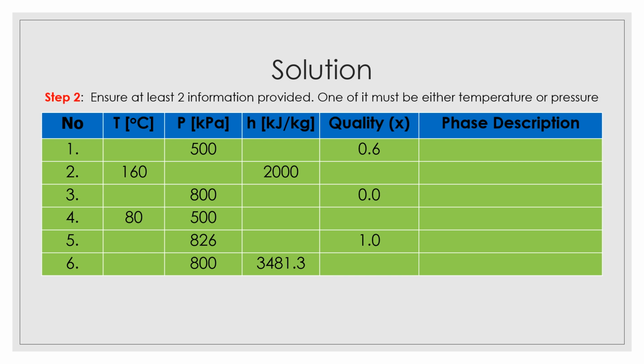Step 2, ensure at least two pieces of information are provided. One of them must be either temperature or pressure. If you notice from this table or question, you will be given a minimum of two pieces of information, okay, and one of the information from either temperature or pressure.